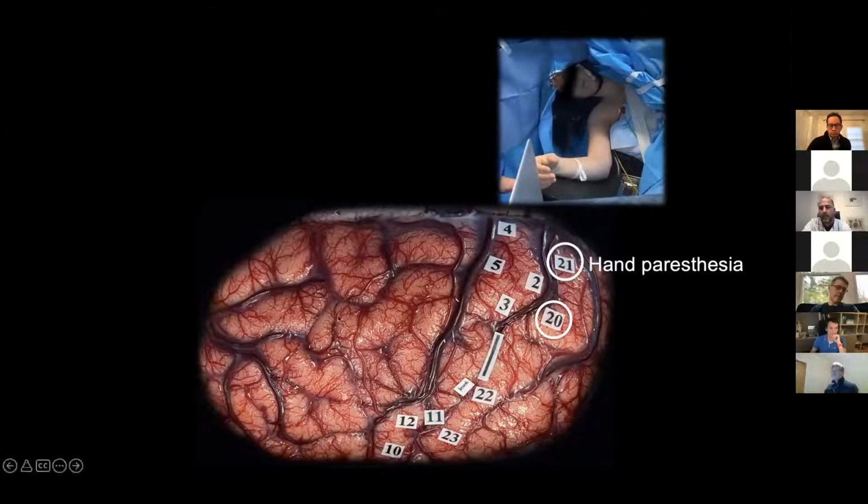The patient said she had paresthesia in the right index.